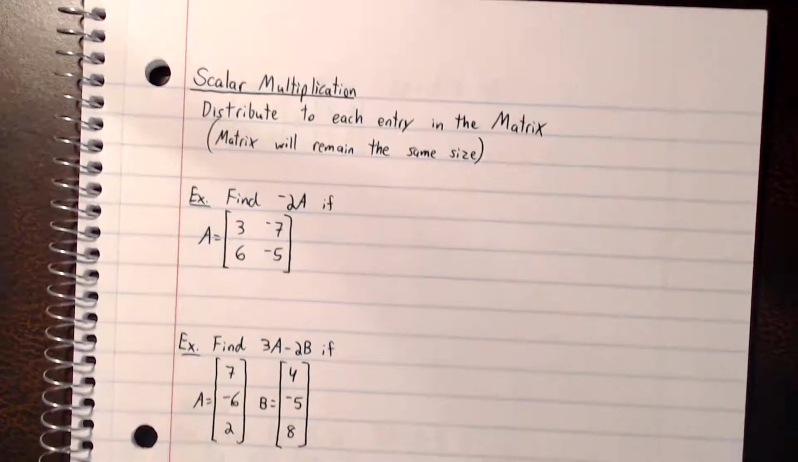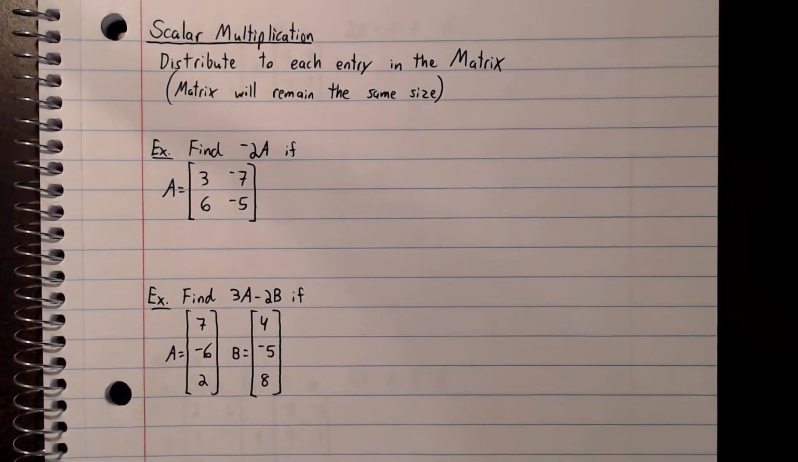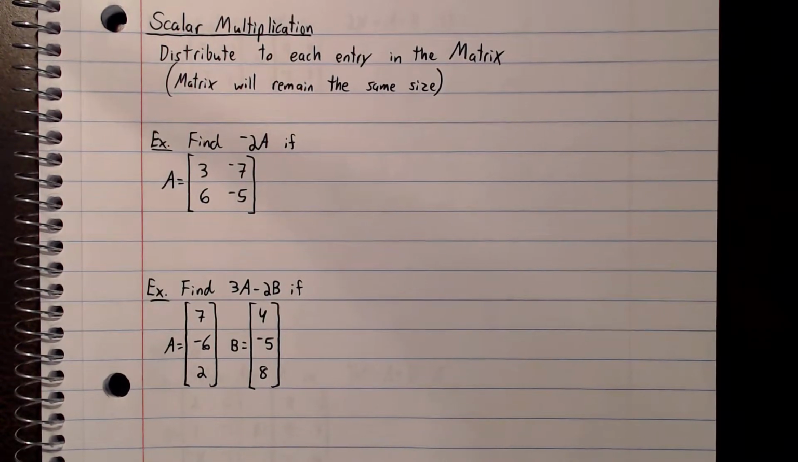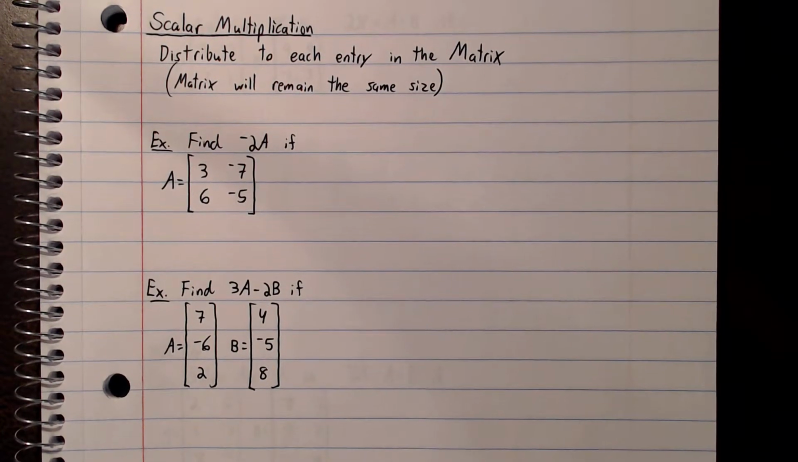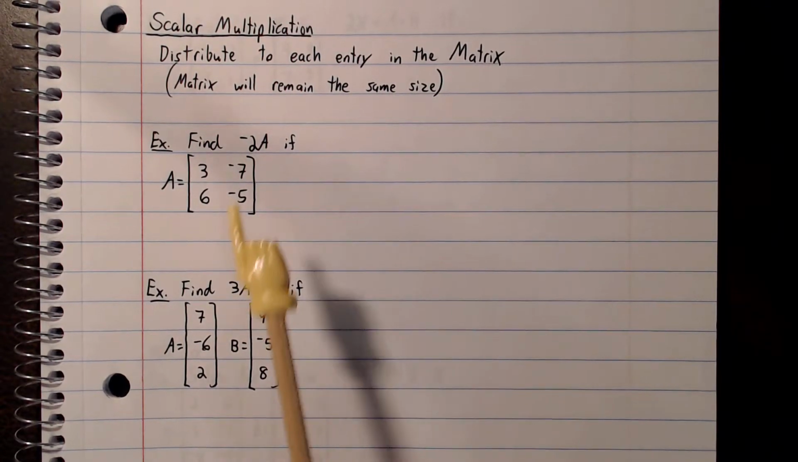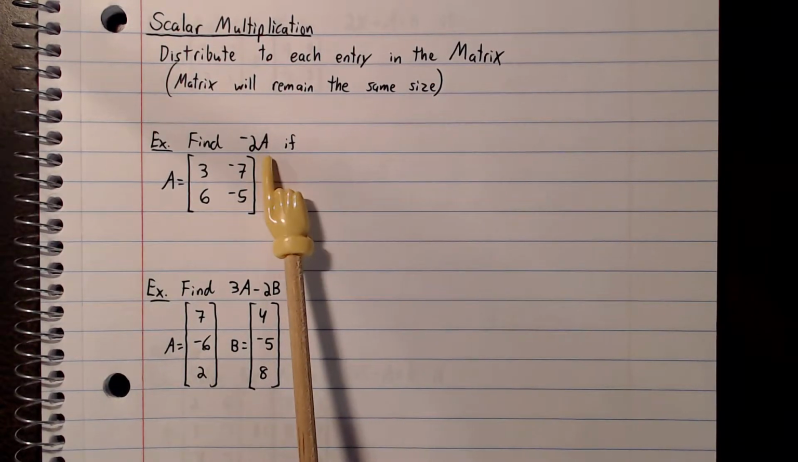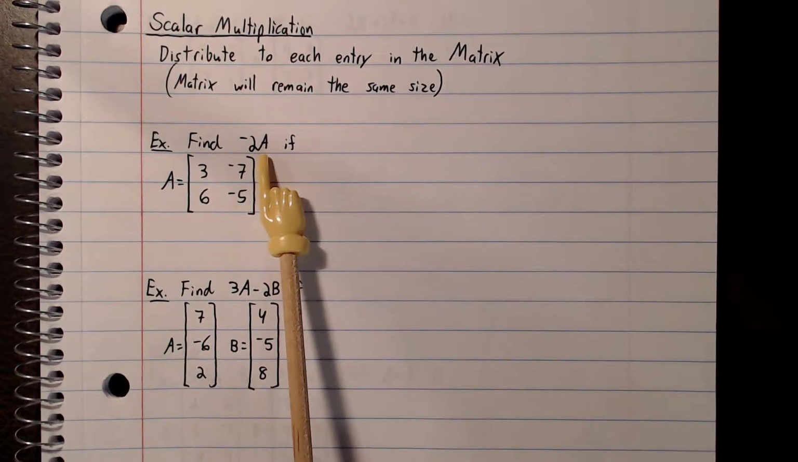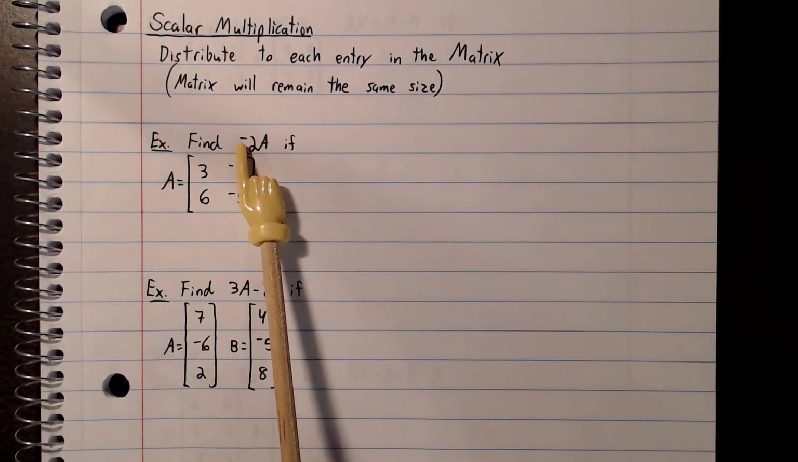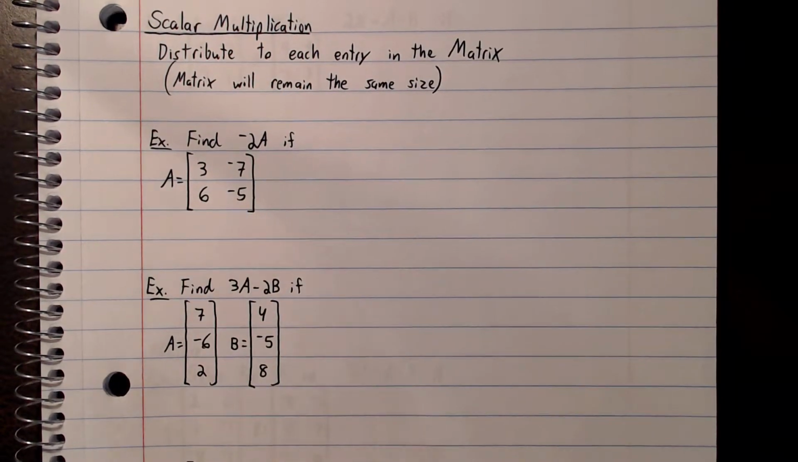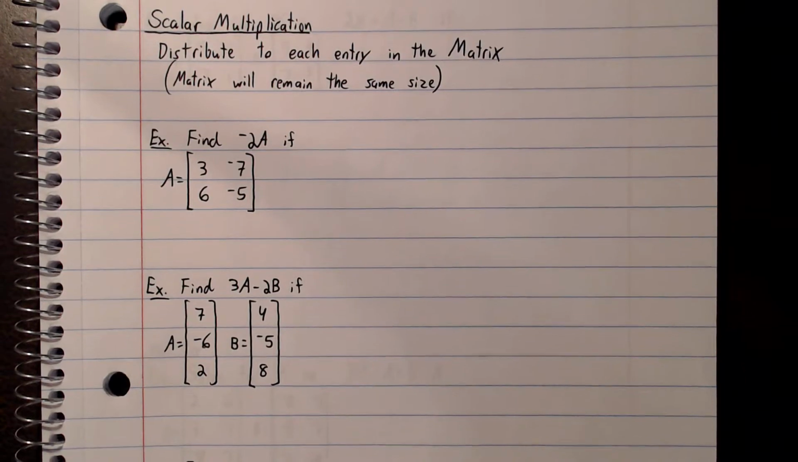A second operation that we can do with matrices is scalar multiplication, in which case we're going to distribute to each entry in the matrix. It's going to remain the same size. So this is what we're going to see these types of problems look like. We want to find -2 times matrix A, which might be a different way of seeing these written out. They're telling us that we're multiplying -2 as a scalar times some matrix, and then they explain what that matrix looks like.